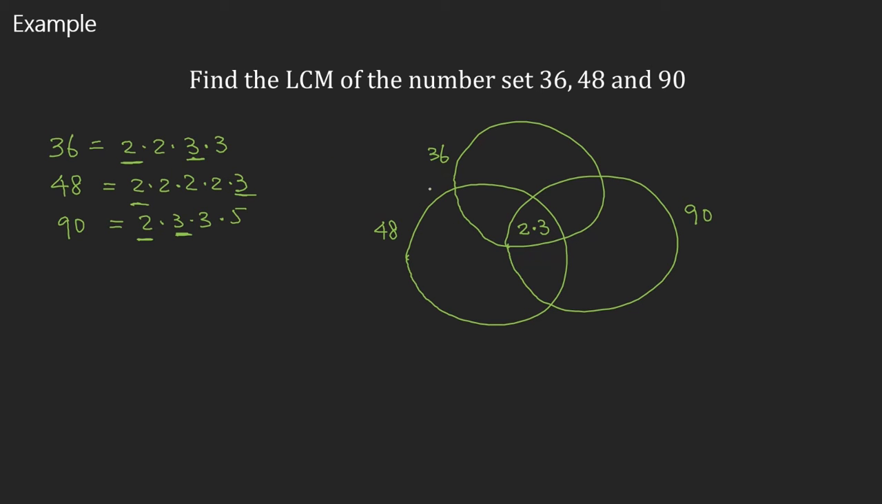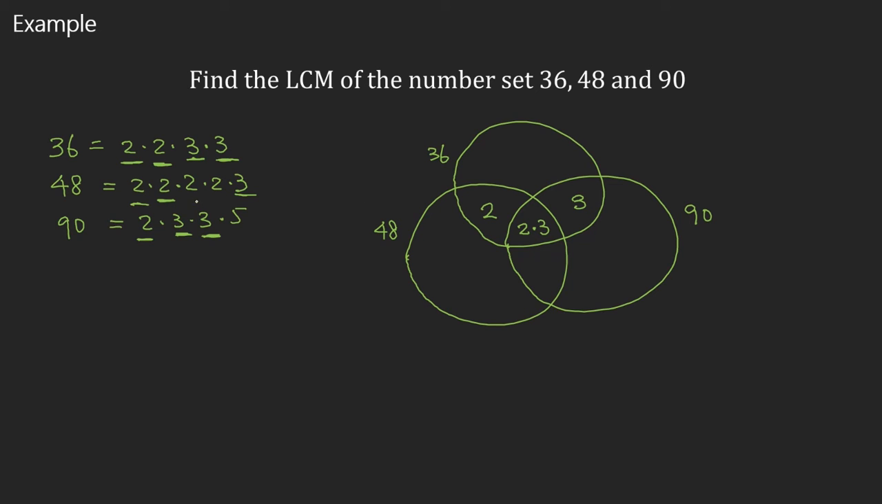So let's start with 36 and 48. For 36 and 48, we have a 2. Okay. So this 2 will sit right here where these two circles overlap. Next, let's look between 36 and 90. So for 36 and 90, we have a 3 that is common to both. So the 3 will sit in this region right here where these two circles overlap.